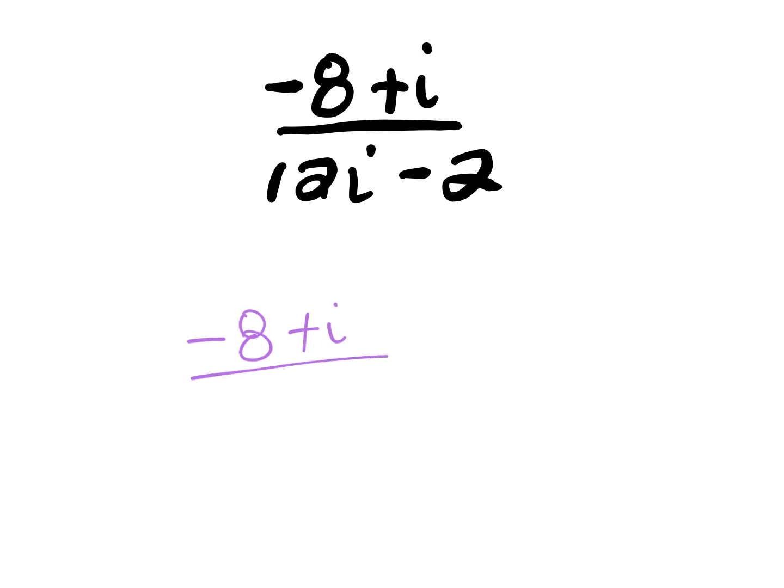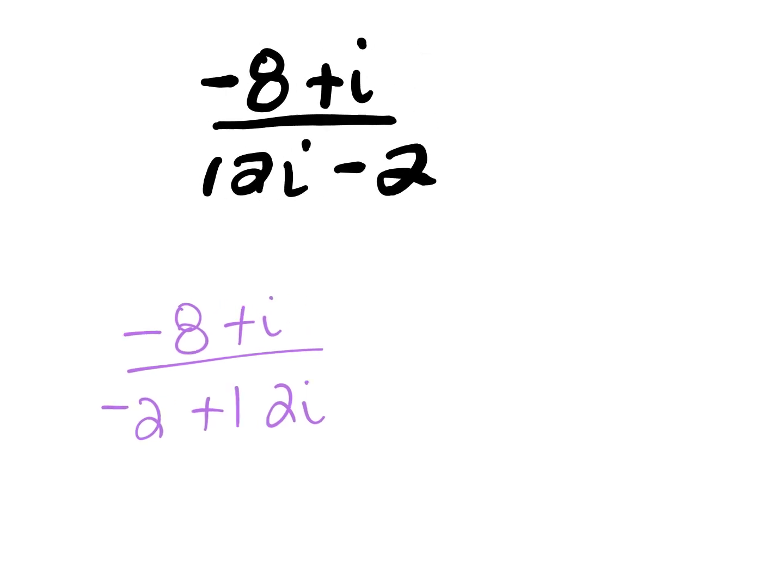I'm going to rewrite my denominator as -2 plus 12i. It's -2 plus 12i because the sign in front of that 2 stays with it. So now when we look at this, what is the complex conjugate of -2 plus 12i? -2 minus 12i. To the bottom and to the top. Rewrite in standard form and then change the sign in the middle.